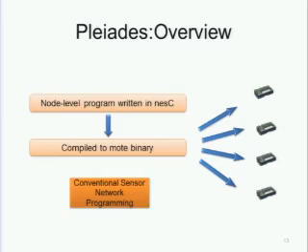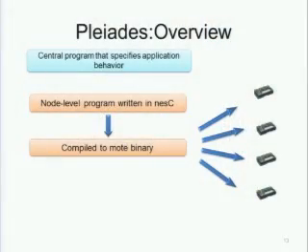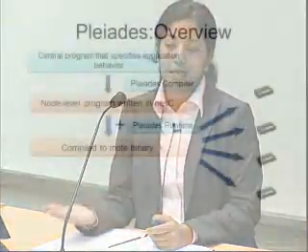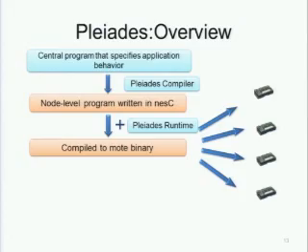In Pleiades, what we propose is a centralized approach to programming, where the programmer writes a central program which can address the entire network as a single entity. This program then only needs to specify the application behavior. It is compiled using a Pleiades compiler to a node-level program, which along with the Pleiades runtime is then compiled to a mote binary. The advantage of this approach is twofold.